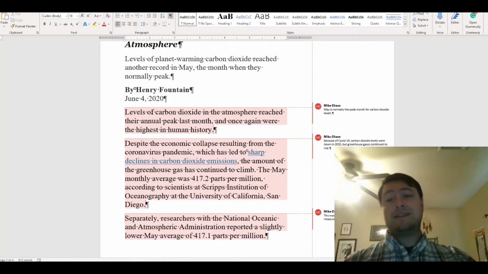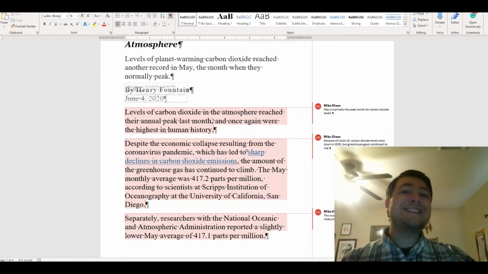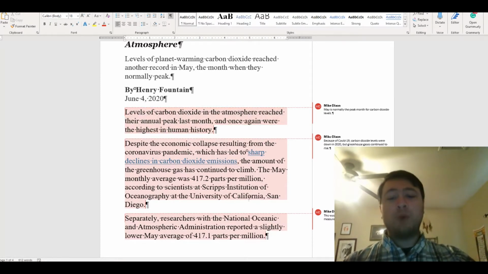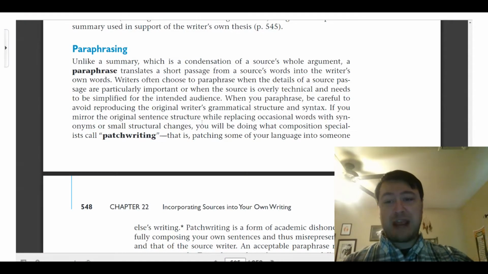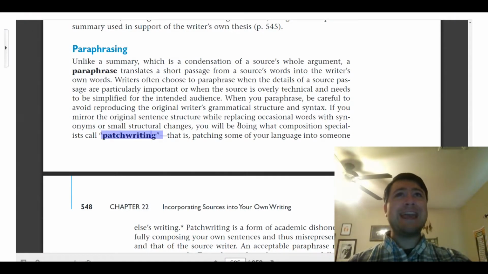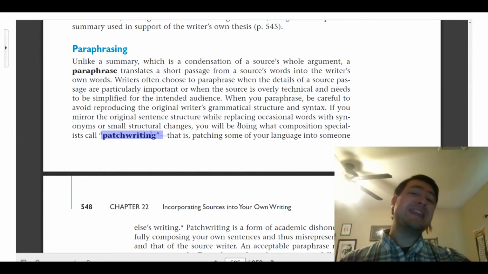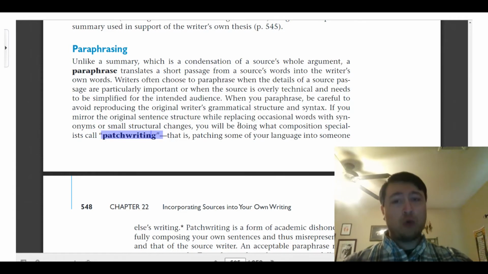For example, it says, levels of carbon dioxide in the atmosphere reached their annual peak last month and once again were the highest in human history. Now, in and of itself, that is only one sentence. But one of the more important points about paraphrasing is to avoid patch writing. Patch writing is when a writer takes somebody's original work and just changes a word or two and then claims that it is their own work. This, of course, is considered plagiarism, and you want to avoid patch writing.